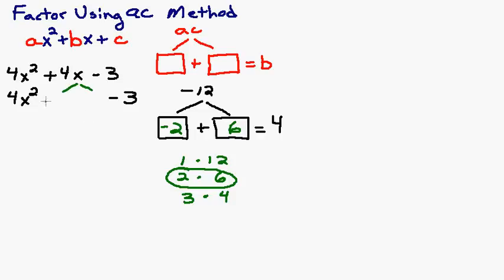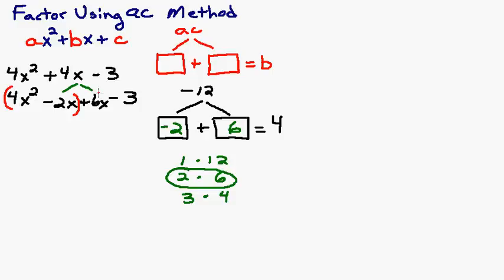I'm going to rewrite 4x as negative 2x plus 6x. Notice I haven't changed the value of my trinomial. Negative 2x plus 6x is the same as 4x. I just split this 4x into these two terms, and I chose the negative 2 and the 6 based on this little puzzle I did over here. Whatever these two numbers are in these boxes are what you're going to use when you split up this middle term. So now I've got 4 terms, and I'm going to approach this problem as a factor by grouping problem.